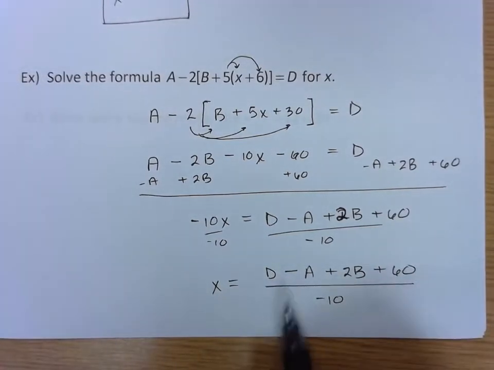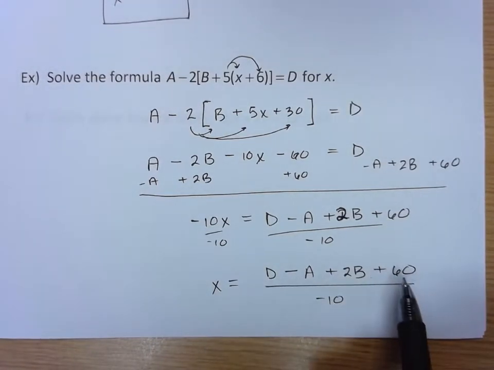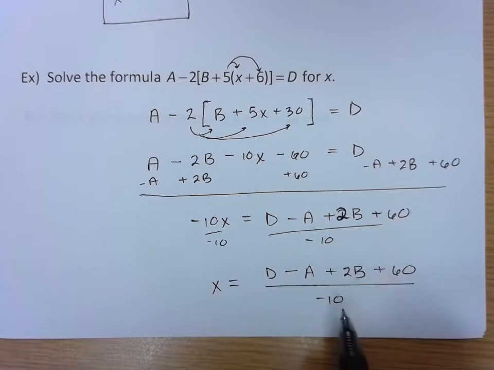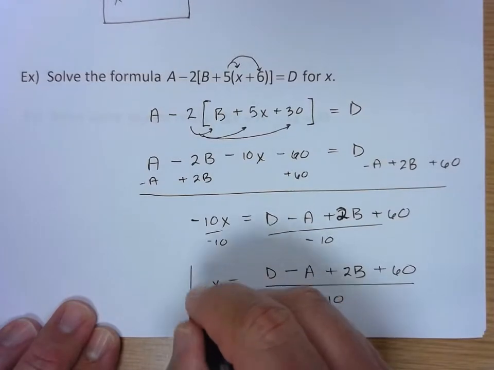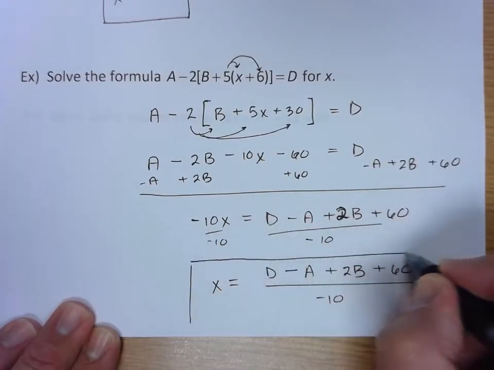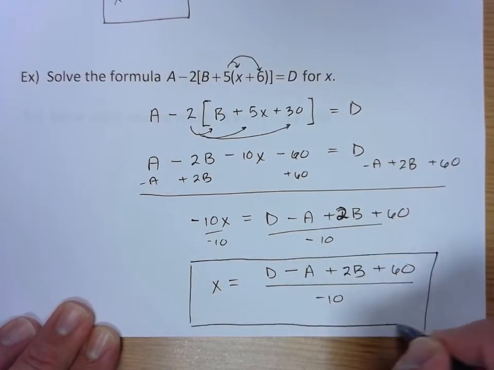Just be careful. Again, these four quantities up top are terms that are using addition and subtraction, so none of those can cancel with that 10. You may be tempted to try to divide the 60 by the negative 10, but they can't cancel because this 60 is not a factor in the numerator. It is a term. Terms cannot cancel with factors, so you can leave the answer like this, and that's a sufficient solution for solving that formula for the variable x.